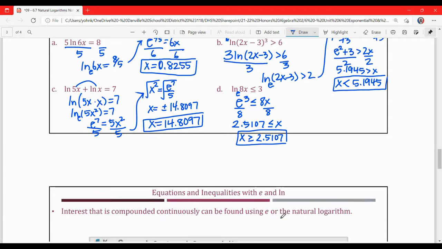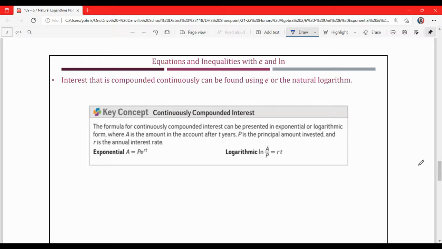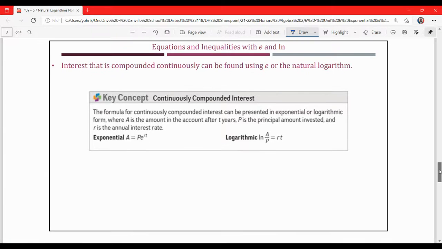All right, now there are some word problems that can be done using natural logs and exponentials. Interest that is compounded continuously can be found using e or the natural logarithm. Compounded continuously interest is when you invest money; sometimes the interest is calculated once a year, sometimes once a week. This interest is always compounded continuously over a certain number of years.